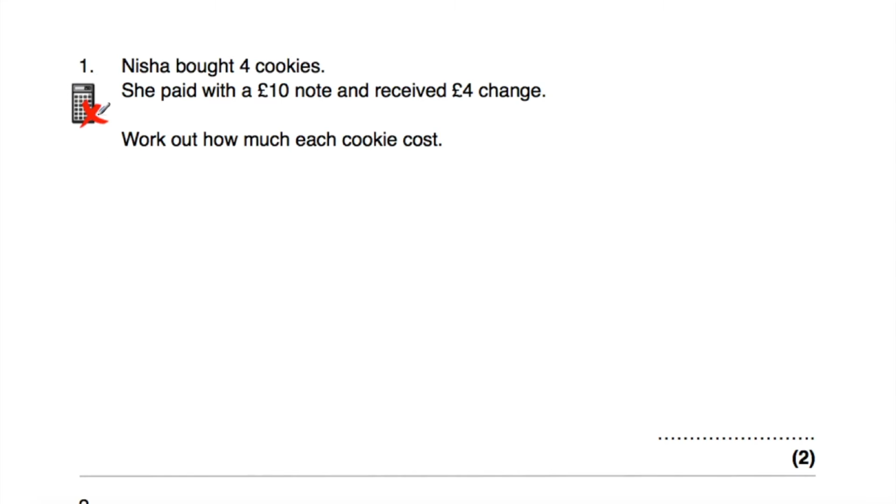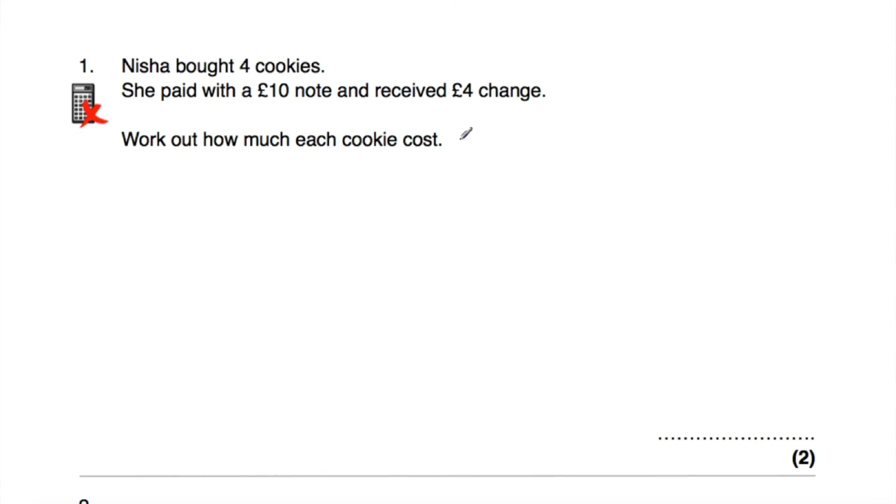Okay, so let's have a look at our first question. This question is a non-calculator question, and it says Nisha bought 4 cookies and she paid with a £10 note and she received £4 change. The question says work out how much each cookie costs. Nisha bought 4 cookies and she paid with a £10 note and received £4 change.